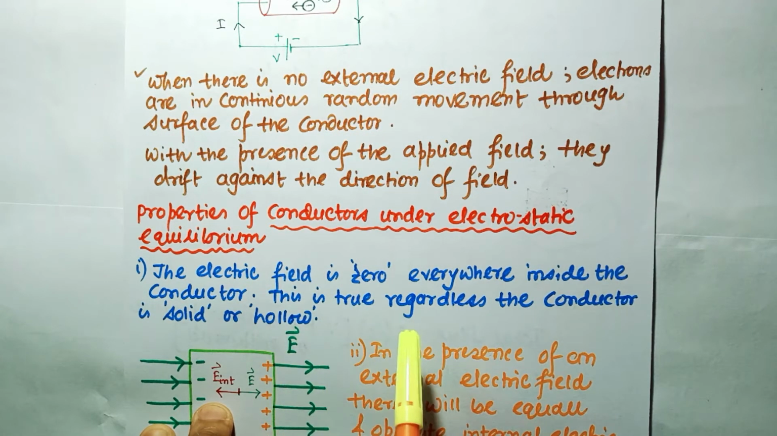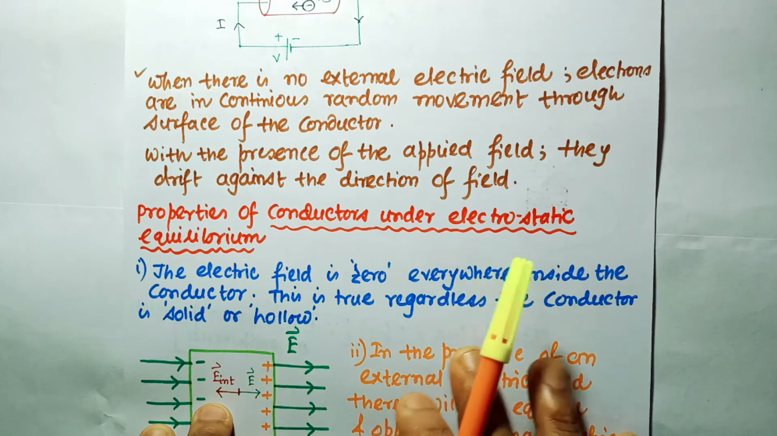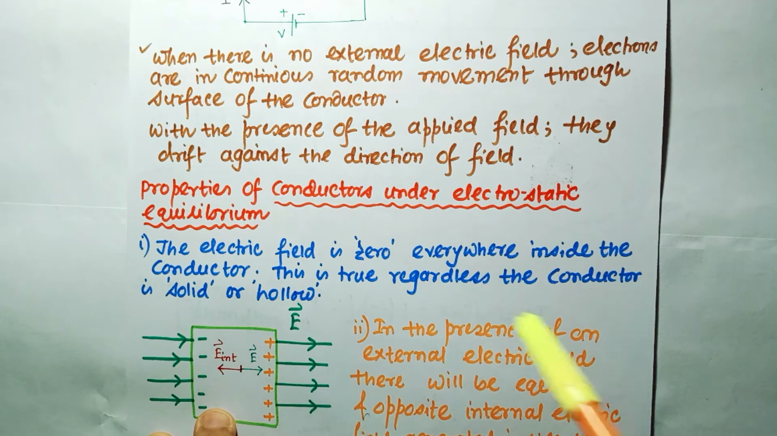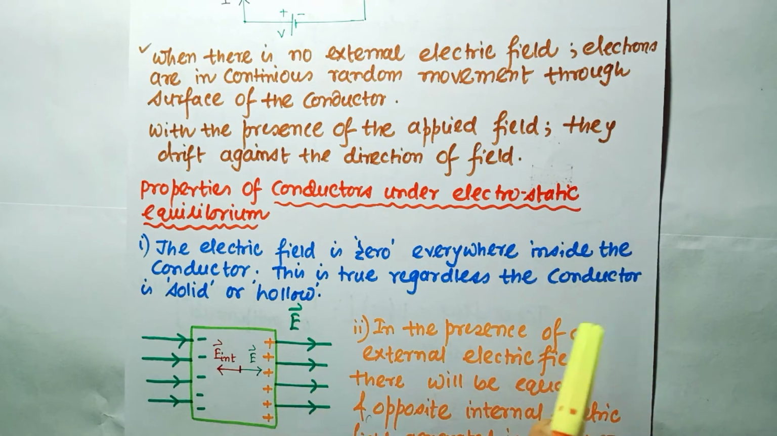This is true regardless of whether the conductor is solid or hollow. It means either the conductor is a solid one or a hollow one, having some space inside. So the electric field is zero everywhere.